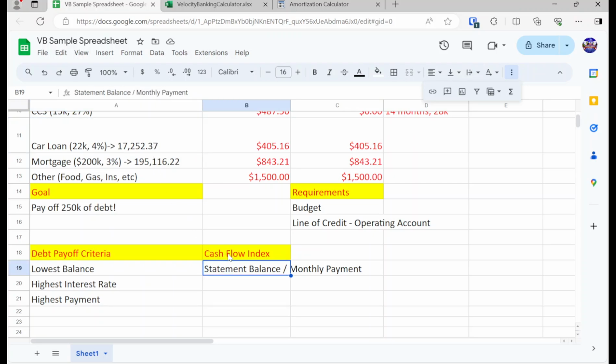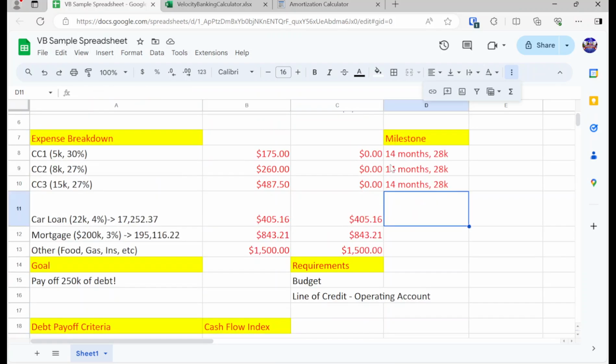The other way is if you're going to ignore the interest rate and solely focus on the cash flow, there's something called the cash flow index, which is the statement balance over the monthly payment, right? So you just take the formula of the current balance right now, 17,252.37, and divide by the monthly payment, which is 405.16. And then it gives you a number, 42. Then you take this one right here, same thing, 195,116.22 divided by 843.21. As you can see here, this one's 42 and 231.